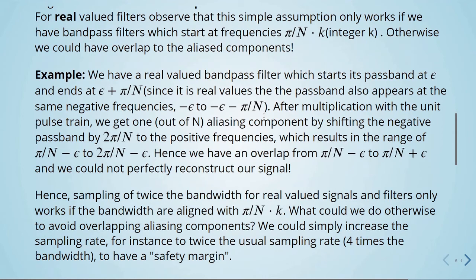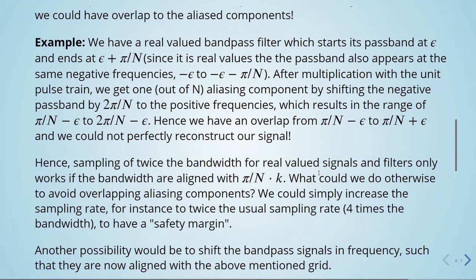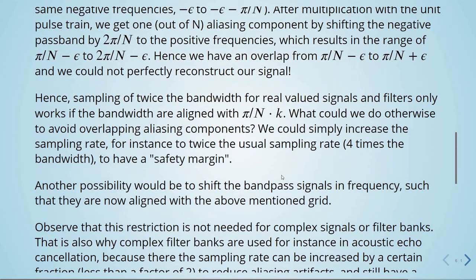Yeah? So sampling at twice the bandwidth for real valued signals and filters only works if the bandwidths are aligned with pi divided by capital N times k. And what could we do otherwise to avoid overlapping aliasing components? We can simply increase the sampling rate, for instance, to twice the usual sampling rate, so 4 times the bandwidth, to have a safety margin. Another possibility would be to shift the bandpass signals in frequency such that they are aligned with the mentioned grid.